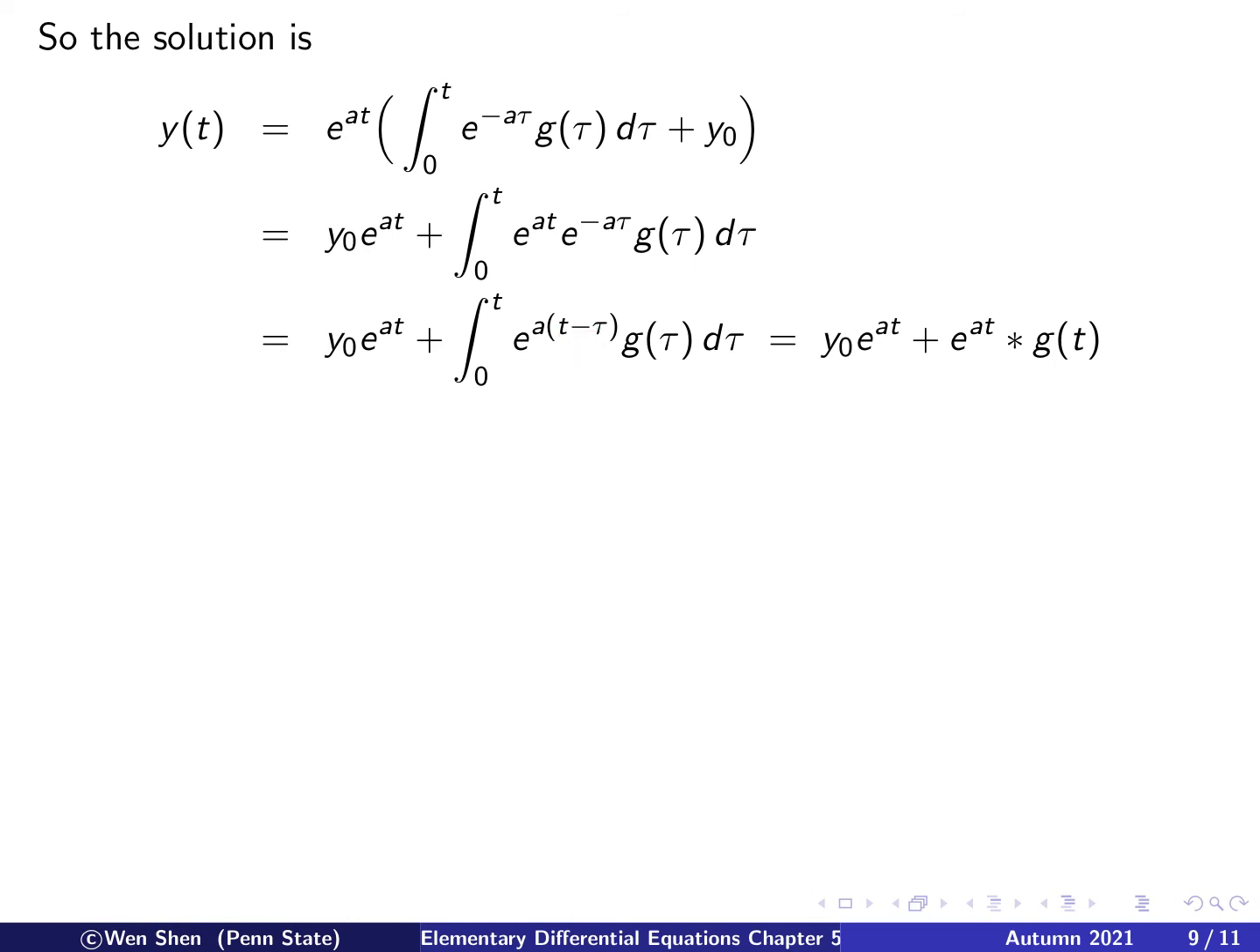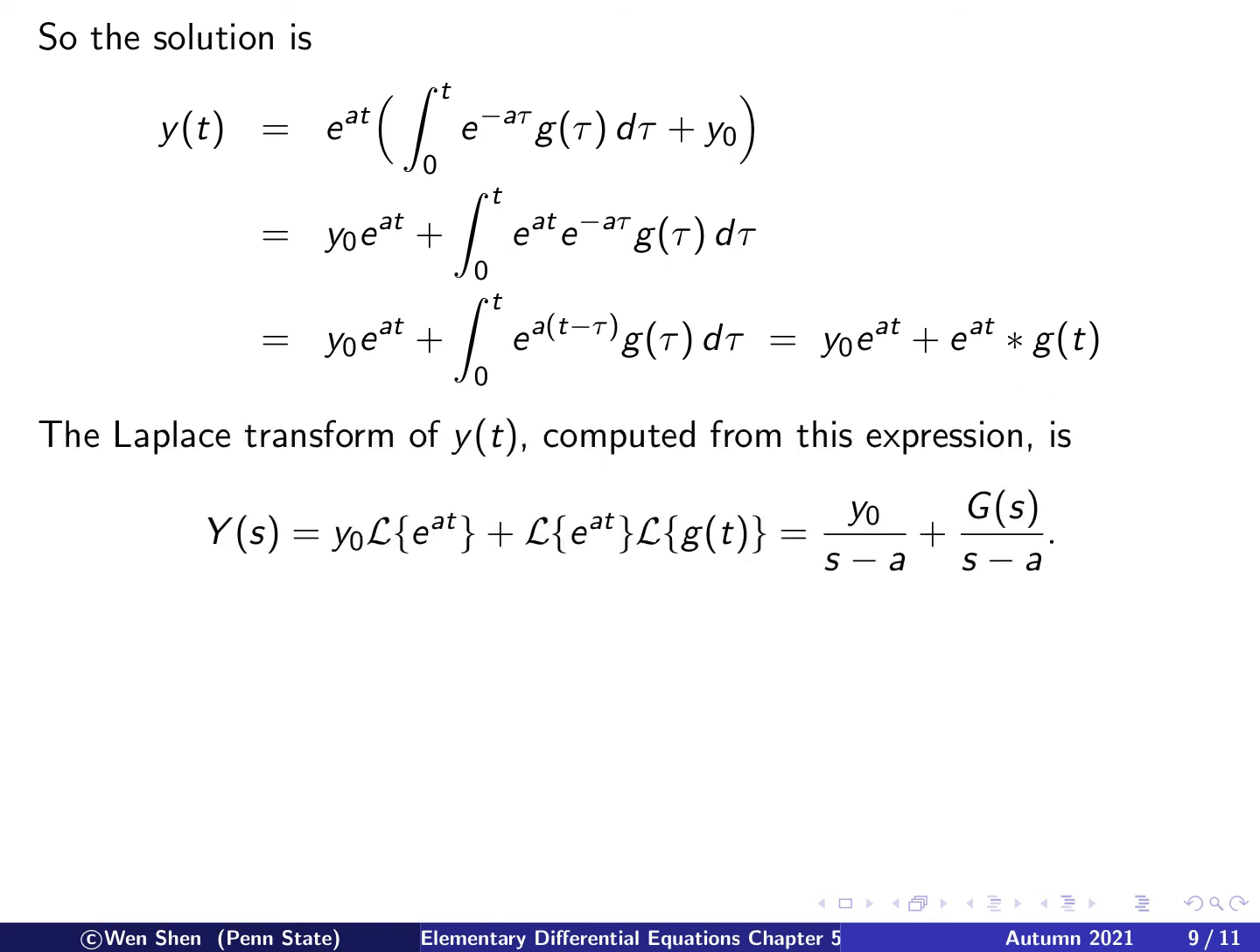So this expression looks very interesting. It's an integral of a product of two functions, one evaluated at tau, the other evaluated at t minus tau. And that very much reminds us of a convolution. So in fact, this integral is the convolution of the exponential function with g.